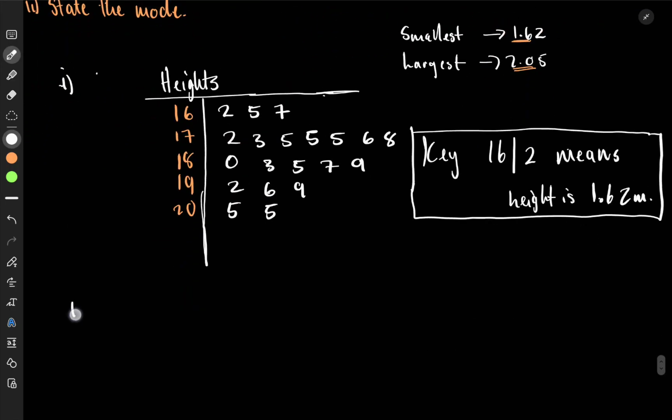Now, what have they asked? State the mode. How do I find the mode? I just look for the value that repeats most. I can see 555, no, I see two 5s here. Anything else? 257, 23555, okay, it's actually three 5s. Then 005, 269. I have two 5s here, but I have three 5s on top, so I would go for the two 5s here. So the mode is 1.75 meters because it's 17 then 5, and we know it means 1.75. Your mode is 1.75 meters, and you are done.